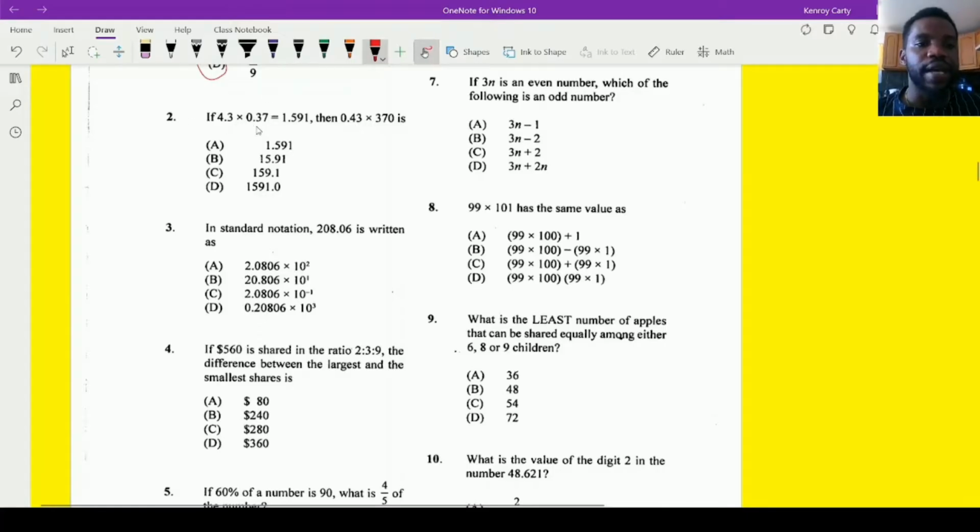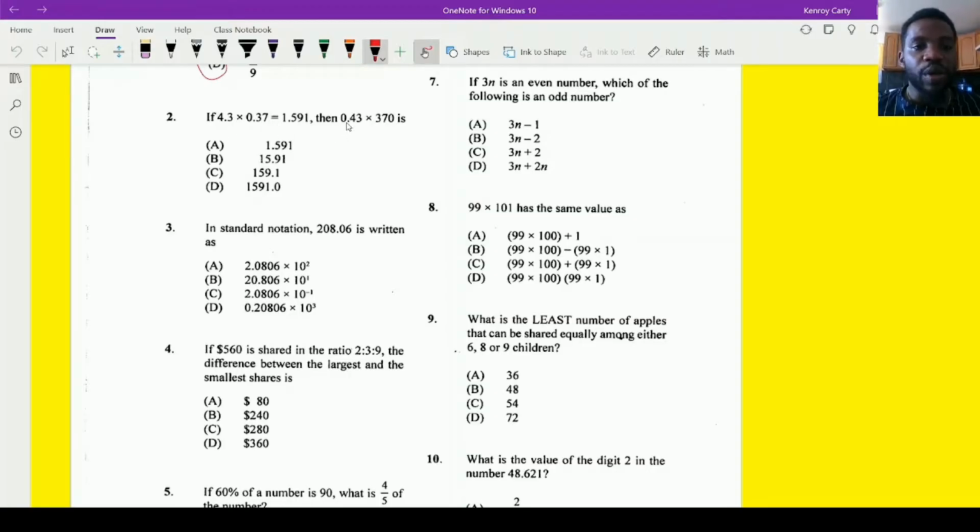If 4.3 times 0.37 is equal to 1.591, then 0.43 times 370 is. Now this is a manipulation of multiplication by powers of 10 and division as well. Now what we know is that whenever we multiply by 10, we move one place forward, 100, 2 places. And of course, what is interesting is that whenever you multiply two things, if you manipulate one value, the same impact is felt by the answer. So for example, if I were to divide 4.3 by 2, the entire answer would be divided by 2. So that is the concept of the manipulation here.